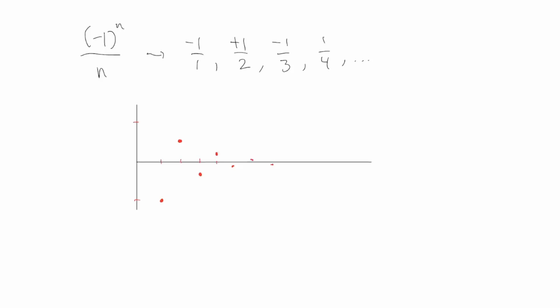I don't know about you, but to me, I think this does converge. These dots do seem to be approaching 0, I would say. So this one here converges to 0. It is a fact that the limit of minus 1 to the n over n actually equals 0.